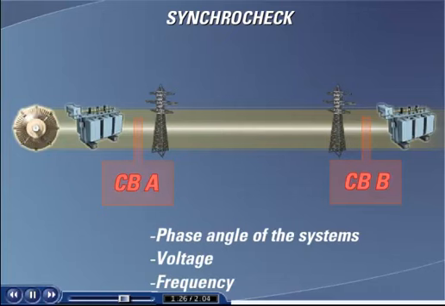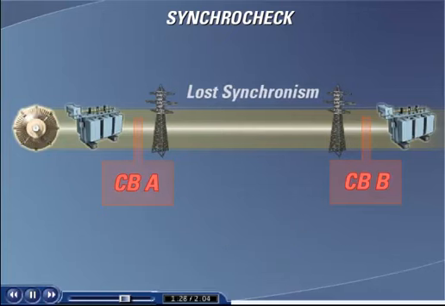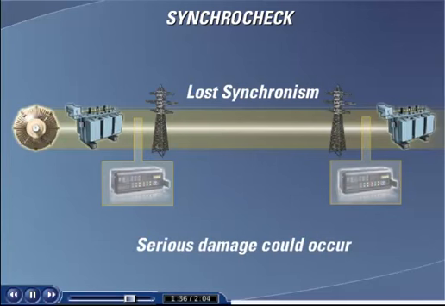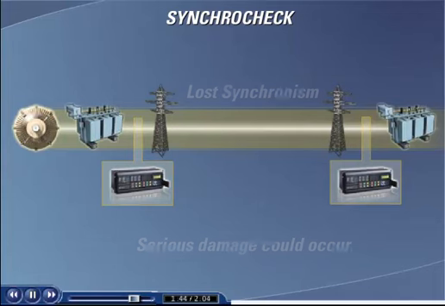If that happens, the system is said to have lost synchronism. If we reclose the breakers under such situations, serious damage could occur. It is usual practice to incorporate a synchronism check relay, or SynchroCheck function in a multifunction relay, into the reclosing system to determine whether auto-reclosing should take place.